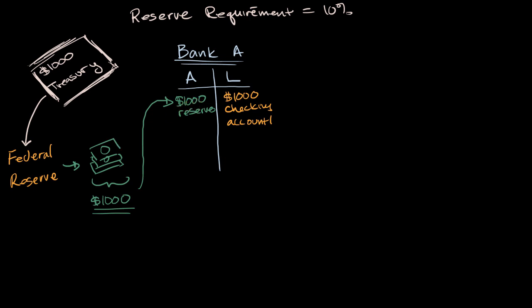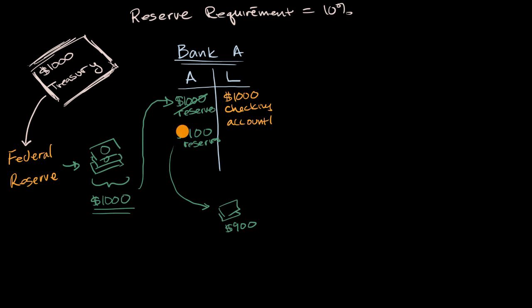And so it does that. That's its business model, or a significant part of its business model. And so what it does is, instead of having $1,000 in reserves, it keeps 10%, so it keeps $100, and it loans out the rest. And so it loans out $900. So it's loaning out now $900 to someone else, hopefully someone who is good for the money, who maybe is going to invest it into their business, or buy a house, or whatever else.